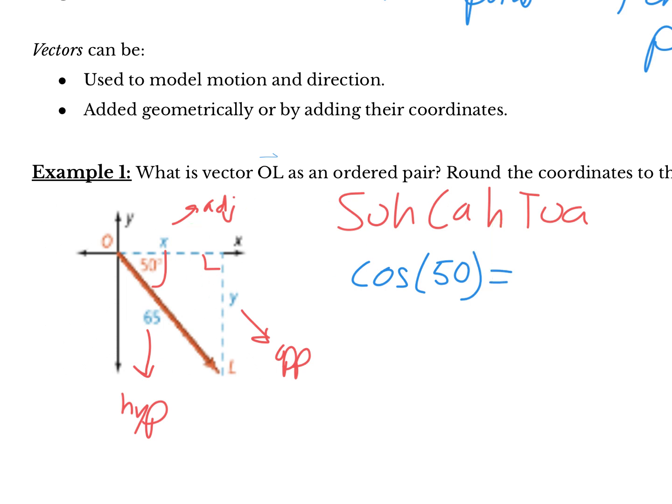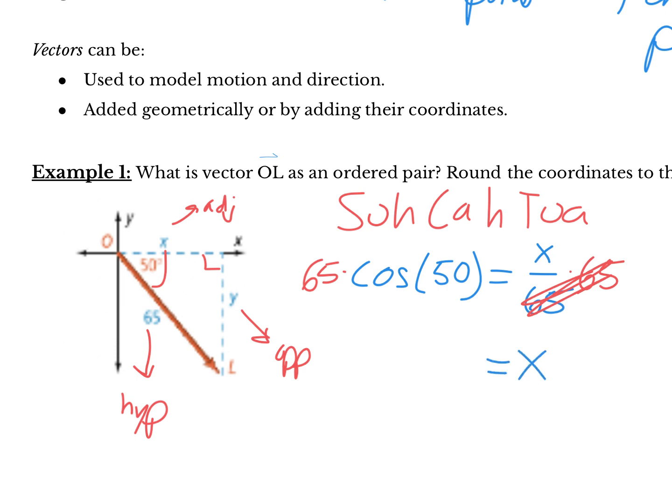So the adjacent side is x, and the hypotenuse we said is 65. So this is the equation that I can make that involves my variable x. And then just some simple algebra will help us solve. So if I multiply both sides by 65, I will now have x by itself.